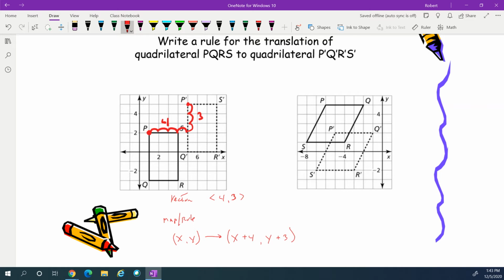Now, again, it's a rule because it works for all the points. If I'm going to work on point P, then point P's X and Y is my starting place. If I'm going to work on Q, then point Q's X and Y. And then I add 4, add 3. So it's not for a specific point. It is for every point in the whole shape.